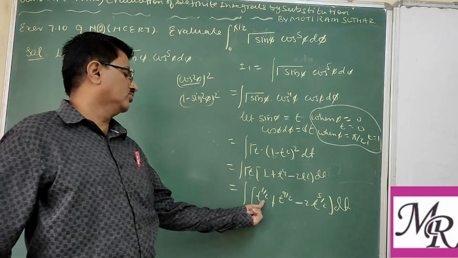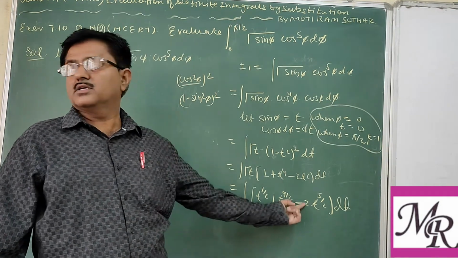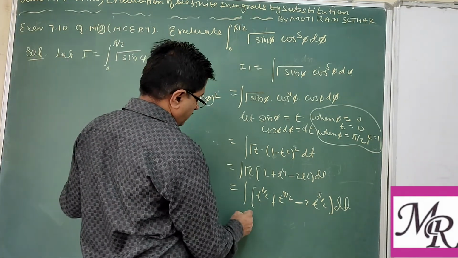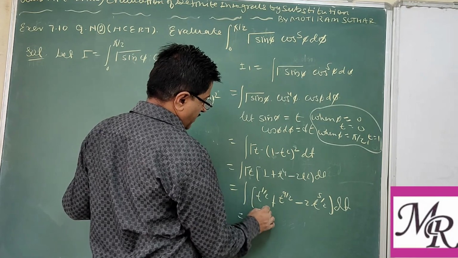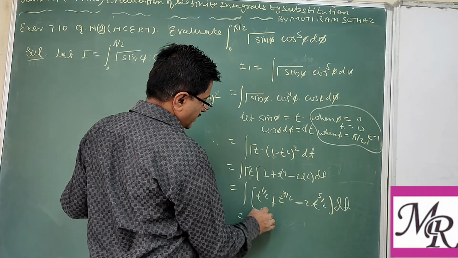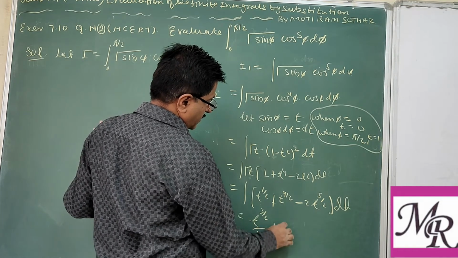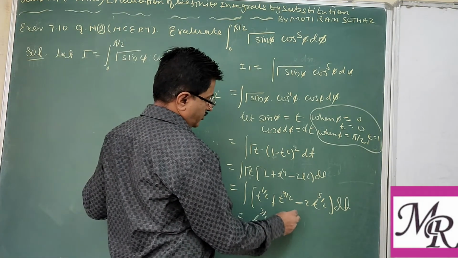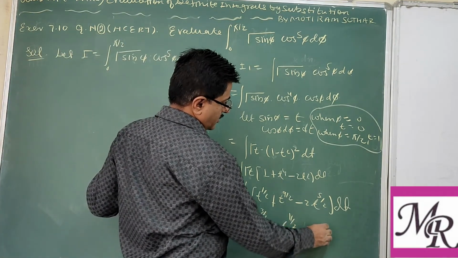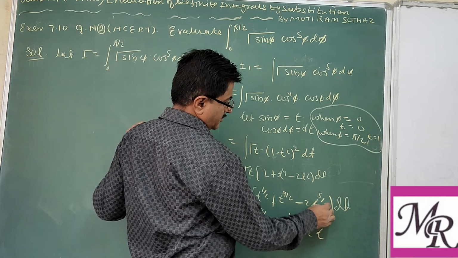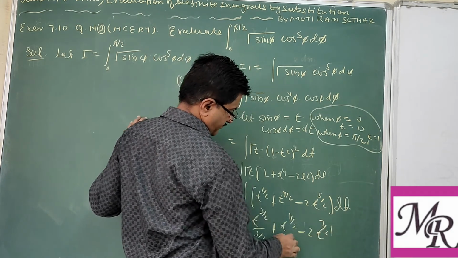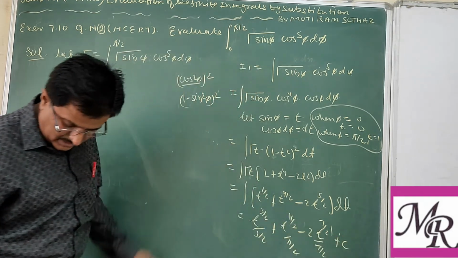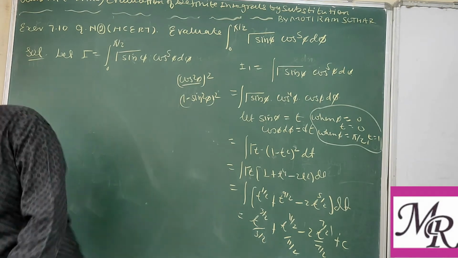Now easily you can integrate all the terms using the x power n formula. So here the integral of this will be t power 1 by 2 plus 1, that is 3 by 2, then t power 9 by 2 plus 1, that is 11 by 2, then 2 plus 1 by 2, that is 7 by 2. So in this way you can calculate each one. So this is the indefinite integral.